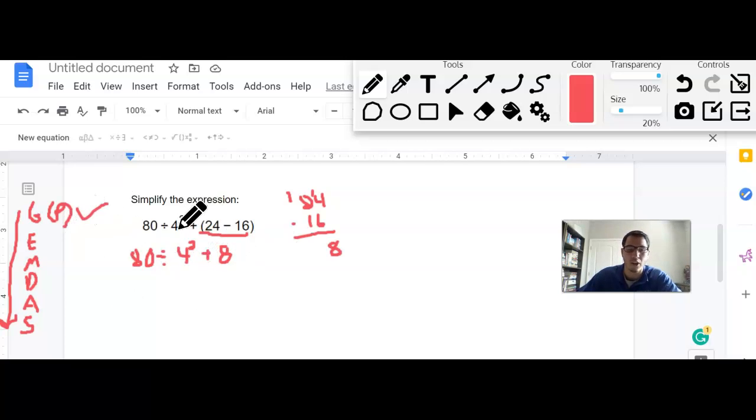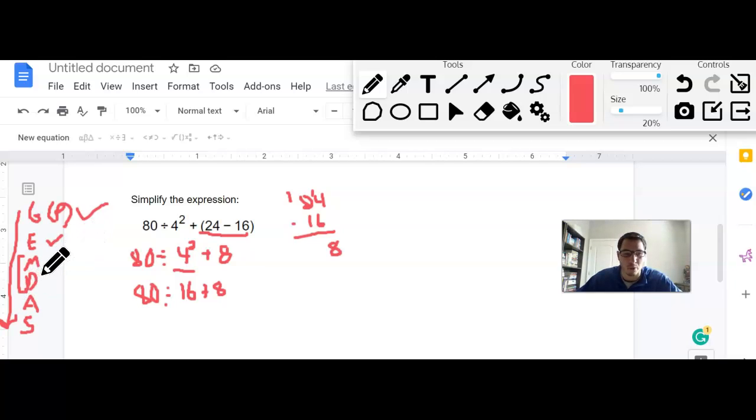Go to exponents. 4 squared, or 4 to the power of 2, is our next one. So it is not 4 times 2, based off just what we talked about. It is 4 times 4, which is 16. And we're going to bring everything else down. Now that we've brought everything down, no more exponents, so we can check that one off. The next one is multiplying and dividing.